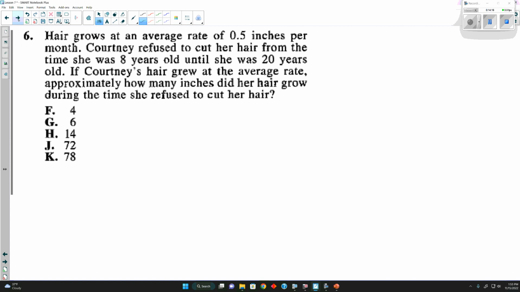Hair grows at an average rate of 1/2 inch per month. Courtney refused to cut her hair from the time she was 8 years old until the time she was 20 years old. It continues to grow at an average rate, I promise. How many inches will it grow during this time? So 20 minus 8 is 12 years. And if it's continuing to grow at 1/2 inch per month, yes?